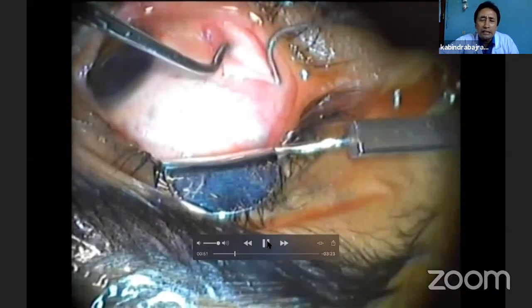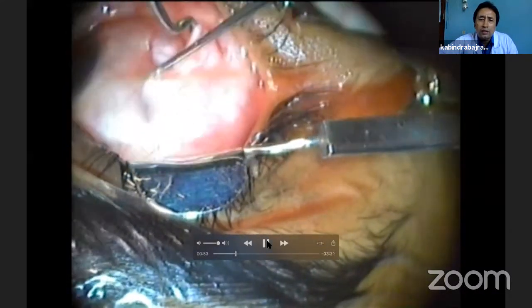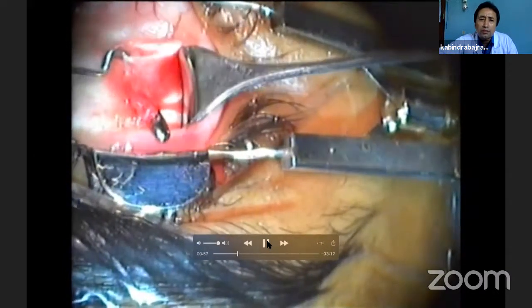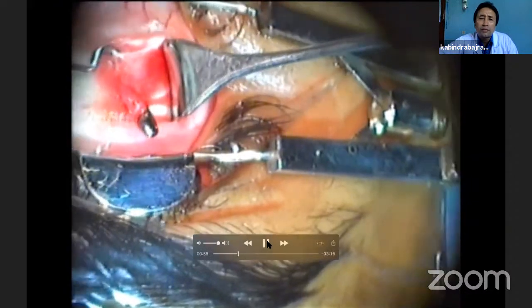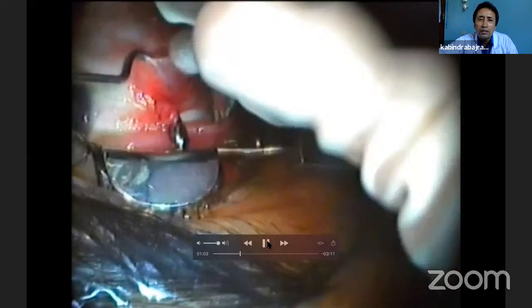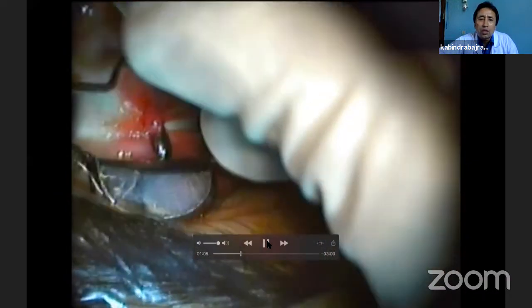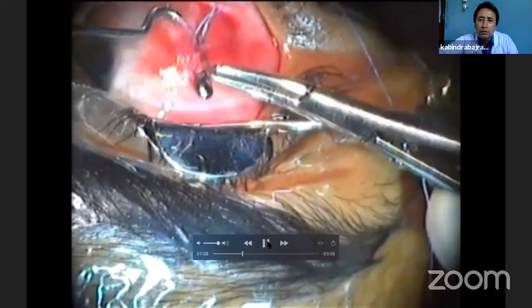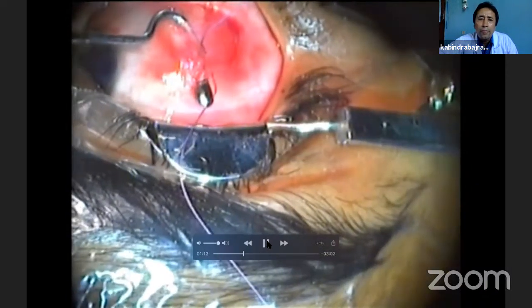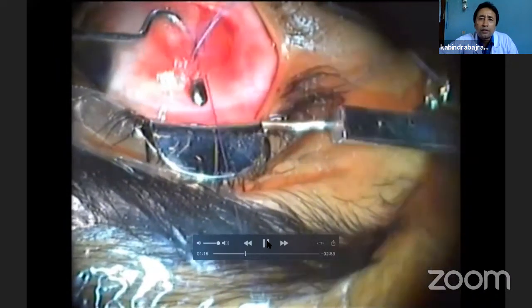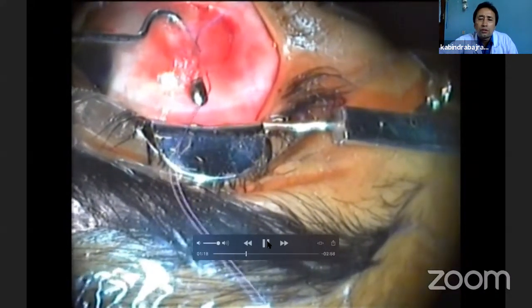So this is the lateral rectus muscle, exposing Tenon's. After cutting conjunctiva and Tenon's, we find the muscle and the insertion of this muscle. After that, we secure this muscle. We use Vicryl 6-0, which is an absorbable synthetic type of suture.